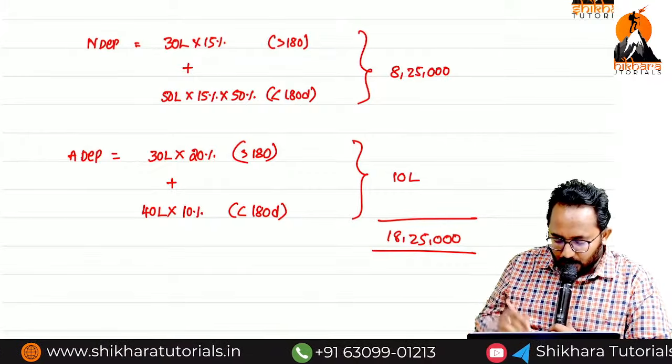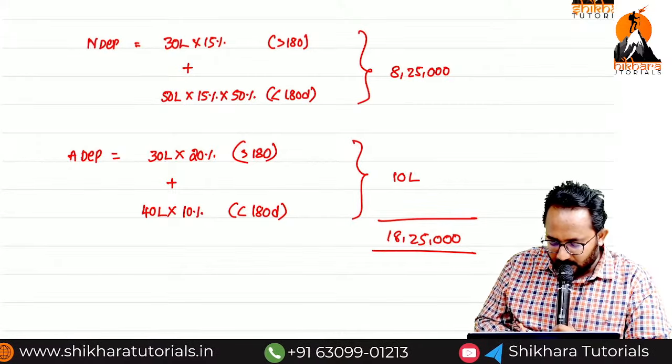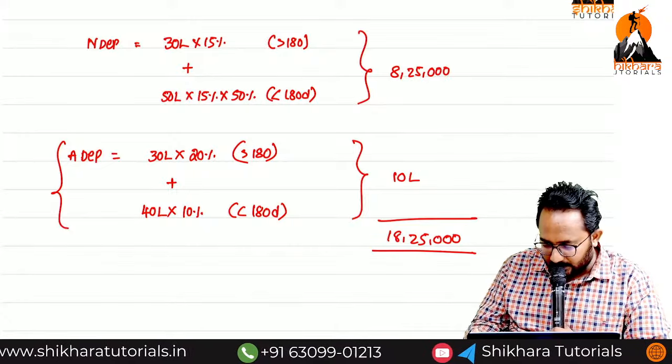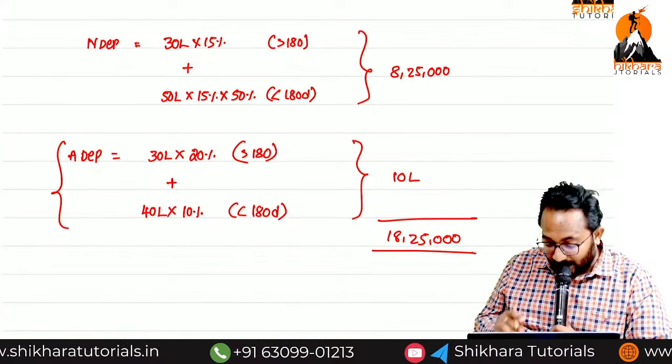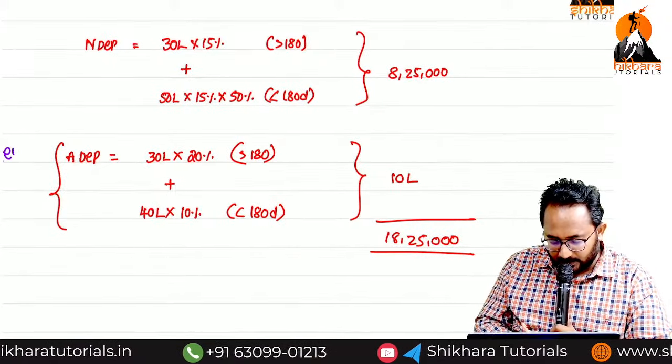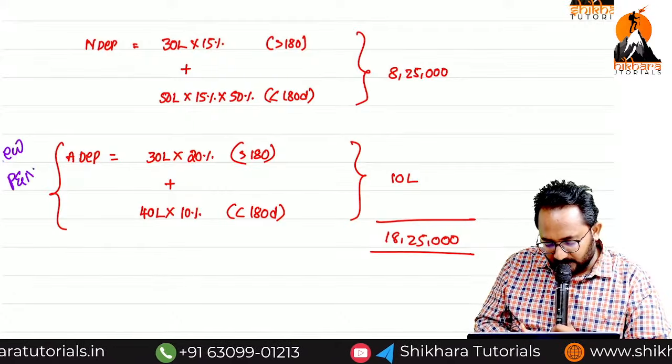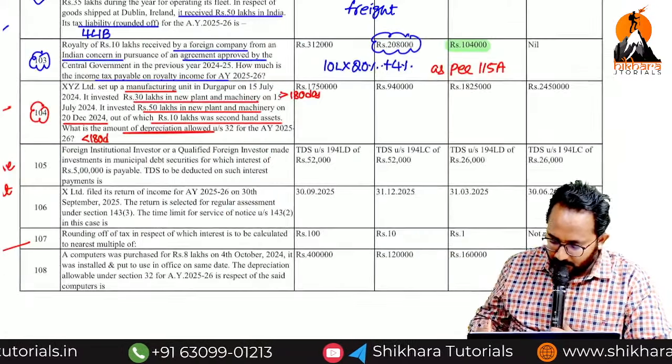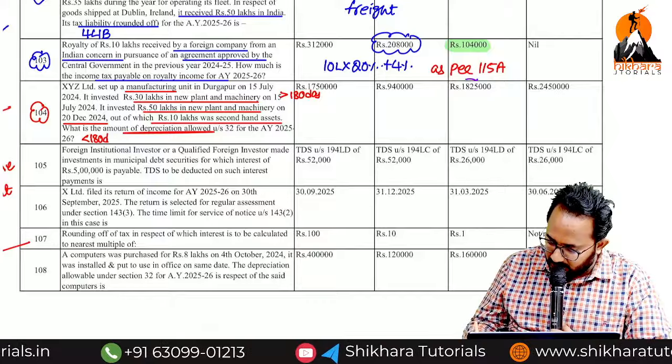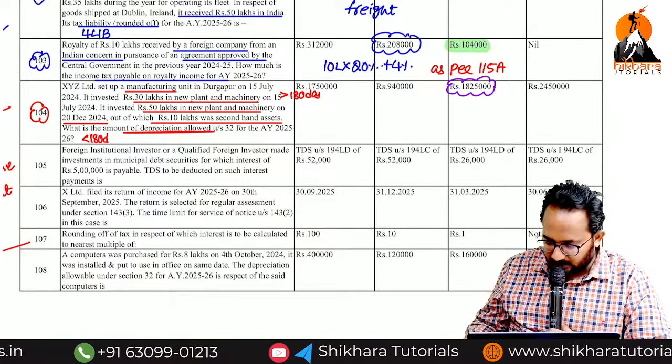These are all our new assets. That's why we are going to calculate, yes, that too new plant and machinery. So that's why we can get the additional depreciation also. Understood? I think this is 18,25,000.